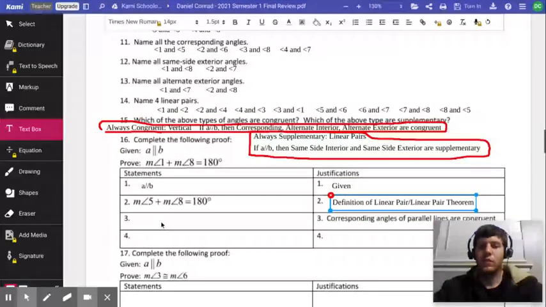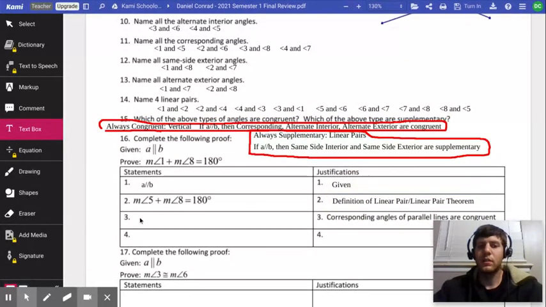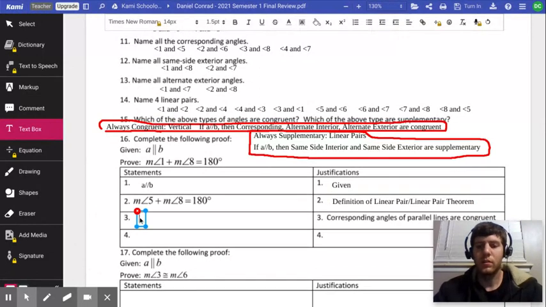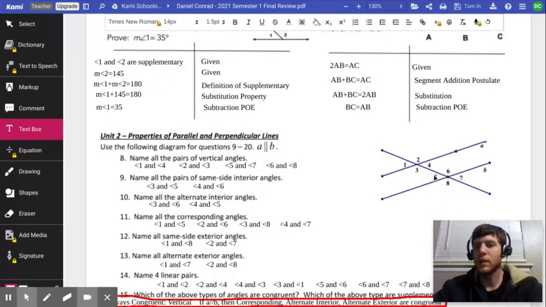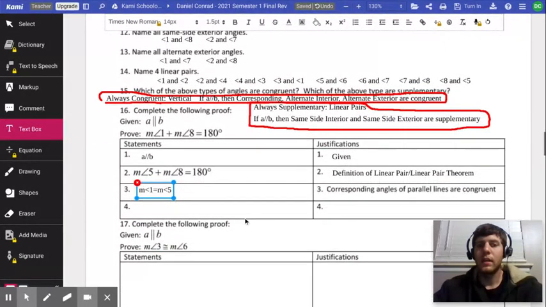But given that they're only giving us 4 steps here, it looks like what they want us to simply say is the measure of angle 1 is equal to the measure of angle 5. Right? Corresponding angles are congruent, so their measures are equal. So the measure of angle 5 equals the measure of angle 1. Okay, and then we can substitute that in.